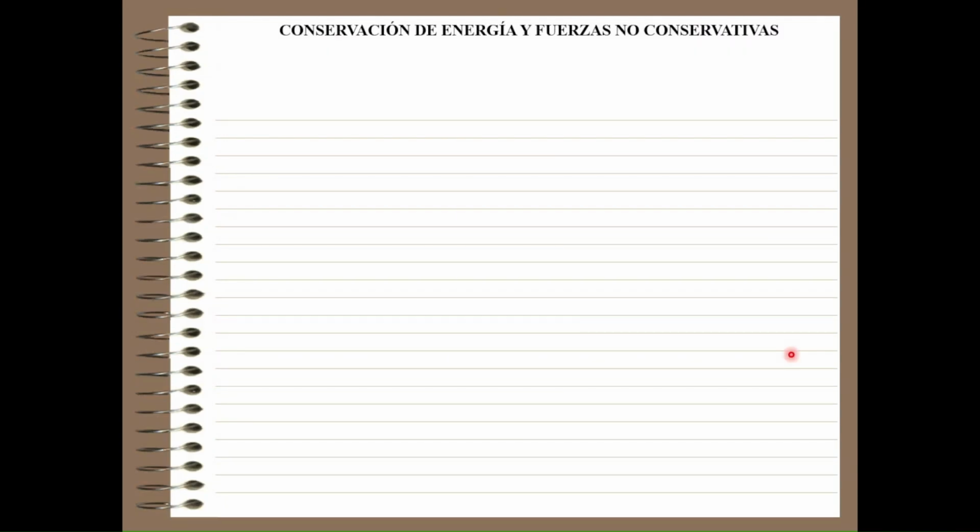Conservation of energy, and non-conservative forces. In the video Principle of Conservation of Mechanical Energy, we saw that if only conservative forces act on a system, the mechanical energy of the system remains constant.